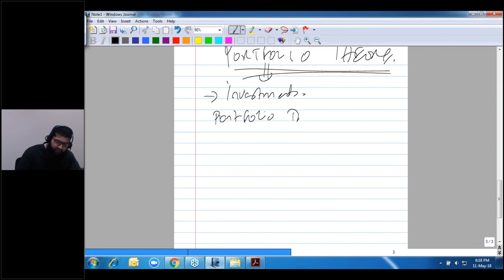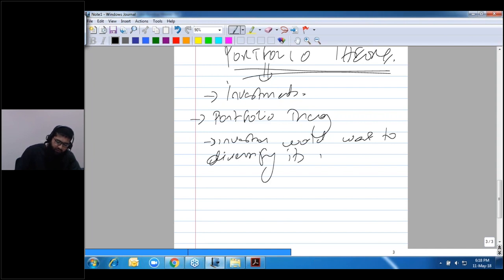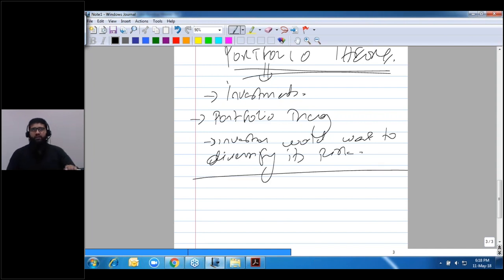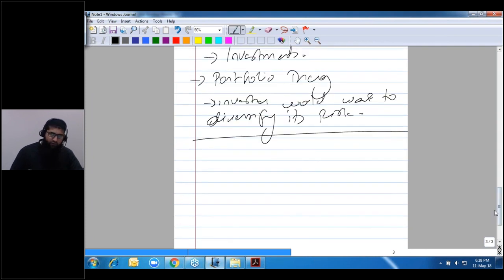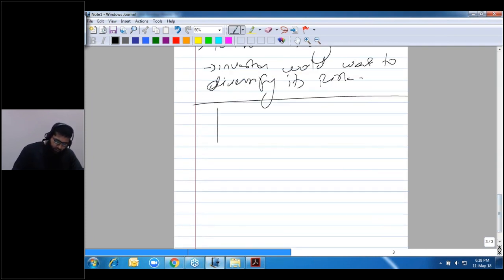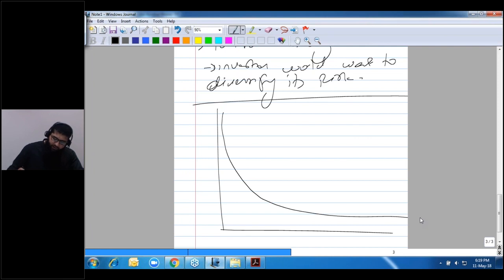The portfolio theory generally suggests that an investor would want to diversify his risk. In order to diversify the risk, the investor generally creates a portfolio. So when portfolios are created, the risk gets diversified to an extent, and no matter how many portfolios you create, there would still be some risk that is going to be left.